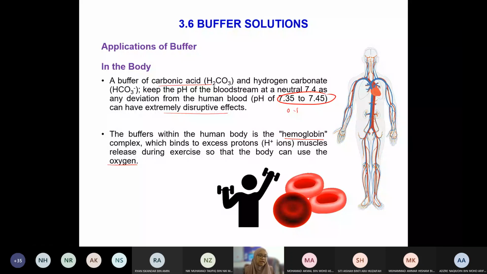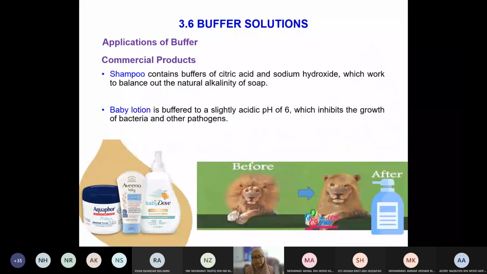Okay, you may dig into this, apa nama tu, related to this application of buffer yang ada kena-mengena dengan kita punya blood lah. Okay, this is not bio, dia ada kena-mengena dengan chemistry juga dalam ni. Okay, so you can further read related to the subject matter just now. Okay, application of buffer.